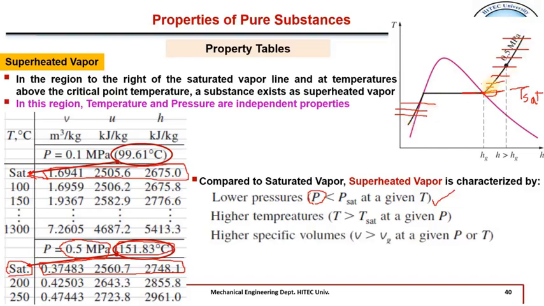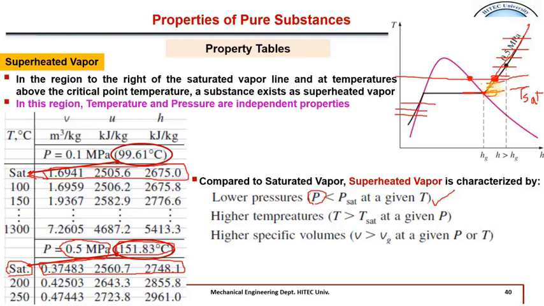Third characteristic, all these volumes at a given P and T. For example, you are given a temperature and a pressure. Now this intersection gives this point. And at this point, at this given pressure and temperature, this V is greater than Vg. This V is greater than the corresponding Vg at a given P and T.